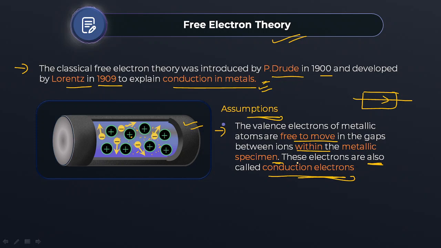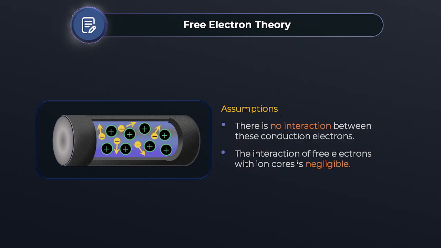They are free to move in the gaps between the ions and within the metallic specimen. Next, there is no interaction between these conduction electrons while they are moving. Between them, of course, collision may be there, but there is no force of attraction or repulsion, or we can say the force due to Coulomb's law is very negligible.